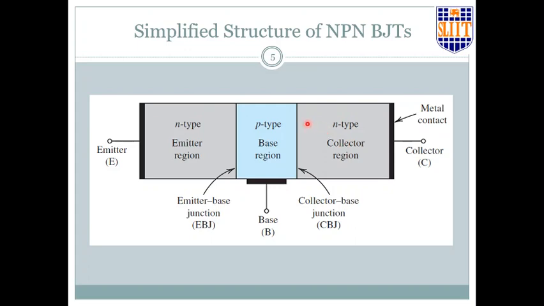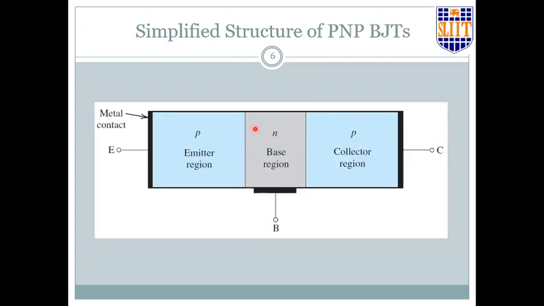When it comes to the PNP transistor, the center layer is the base, again an N type semiconductor in this case, and on either side you have P type semiconductors. They are the emitter and the collector.